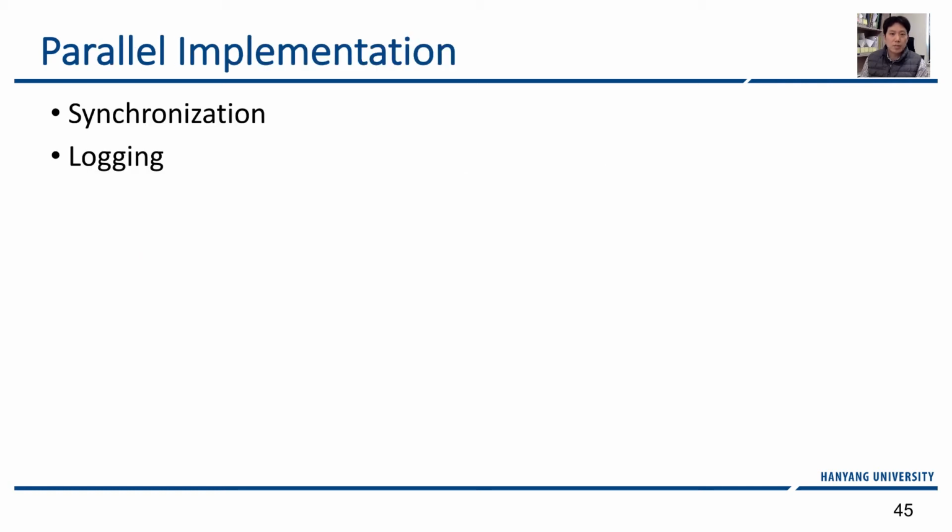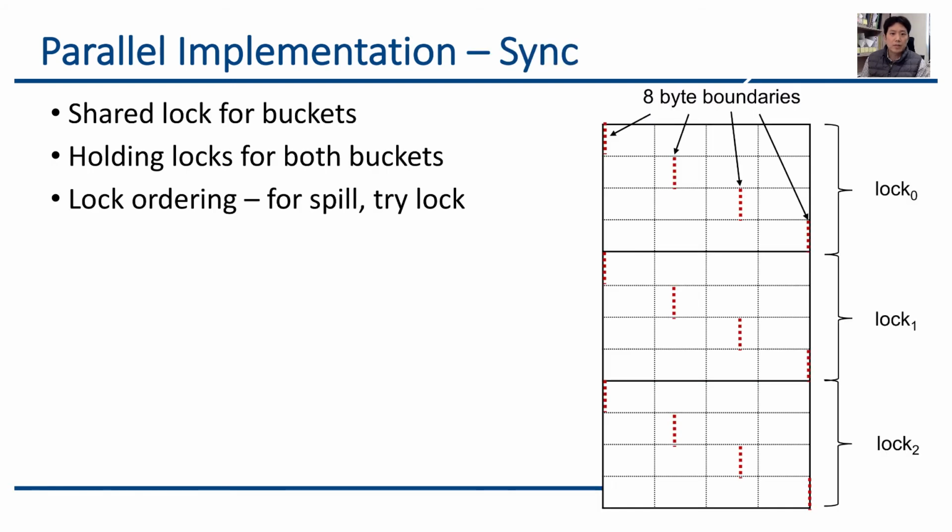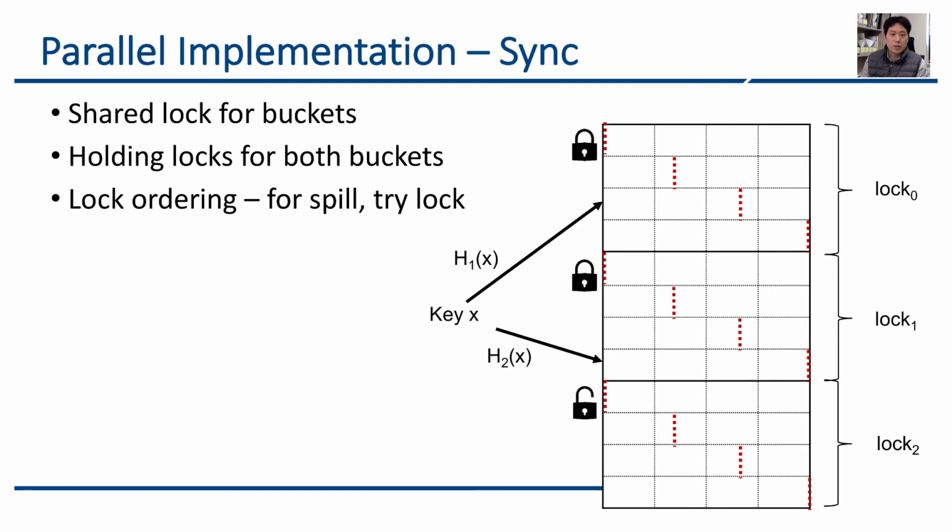So far, I described the sequential AniFilter, and its parallel version is slightly different in these two points, synchronization and logging. Parallel version needs synchronization, so we use locks. We assign a single lock to 4 buckets like this. For both insertion and lookup, we hold 2 locks for primary and secondary buckets, and we apply lock ordering for holding the 2 locks to prevent deadlock. For spill buckets, we use try lock, and if we fail to acquire the lock, we give up spilling.